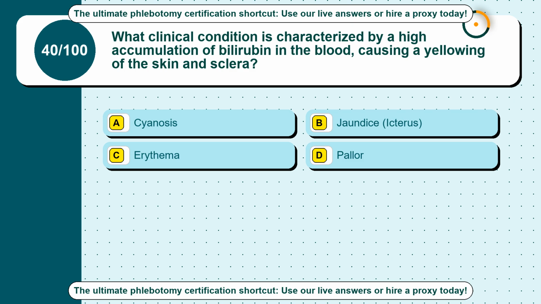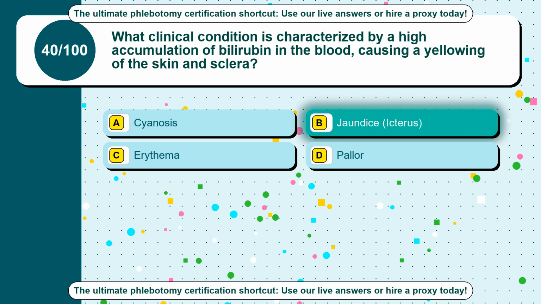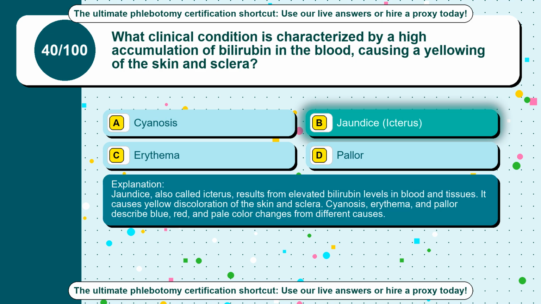Option B. Jaundice, icterus. Option C. Erythema. Option D. Pallor. The correct answer is option B. Jaundice, icterus. Jaundice, also called icterus, results from elevated bilirubin levels in blood and tissues. It causes yellow discoloration of the skin and sclera. Cyanosis, erythema, and pallor describe blue, red, and pale color changes from different causes.